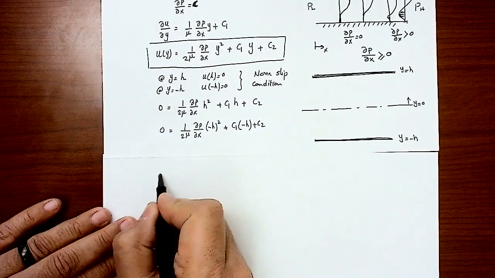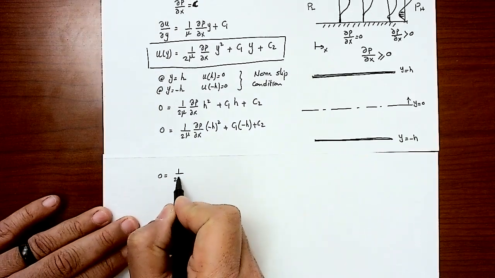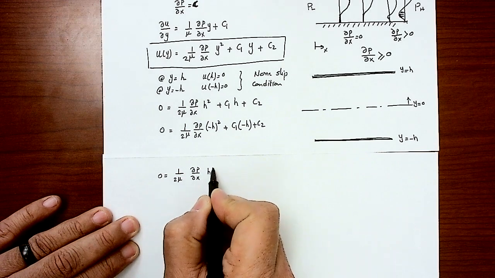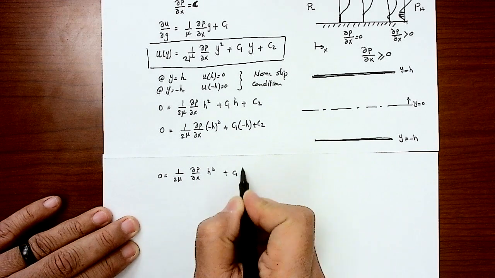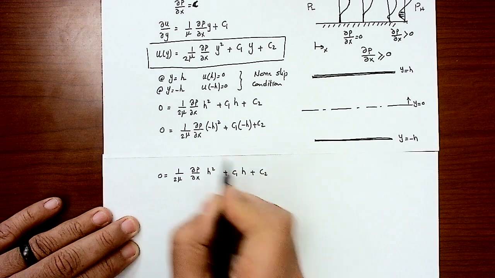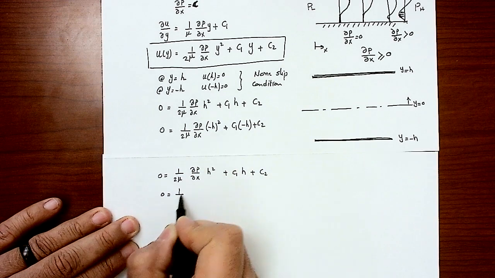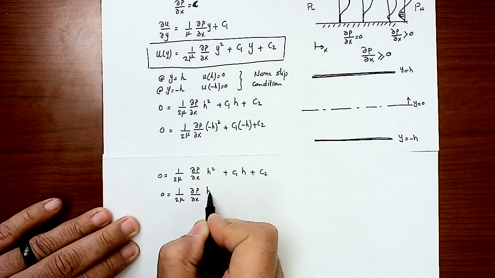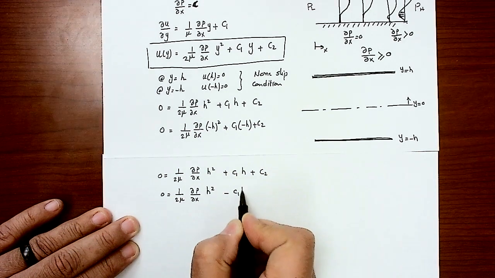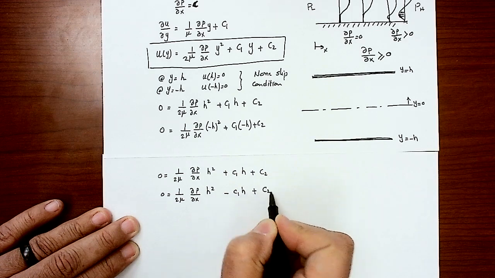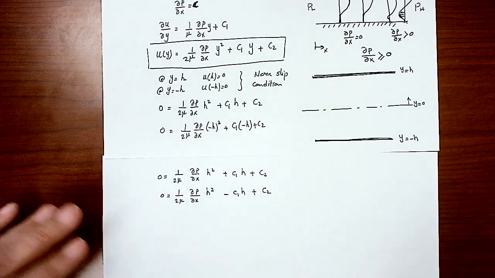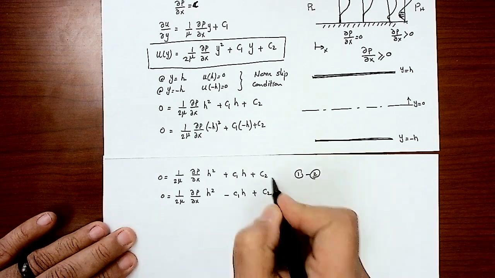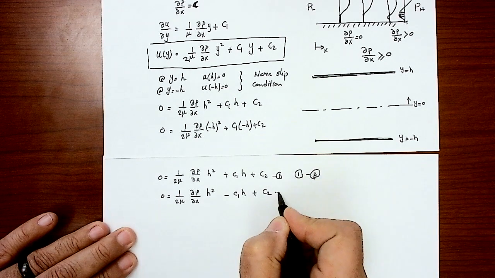So I'm having 0 equal 1 over 2 mu partial P by partial X H squared plus C1 H plus C2. The second equation will be 1 over 2 mu partial P by partial X. Again, it's still H squared minus C1H plus C2. Let's subtract equation 1 minus 2. This is equation 1. This is equation 2.